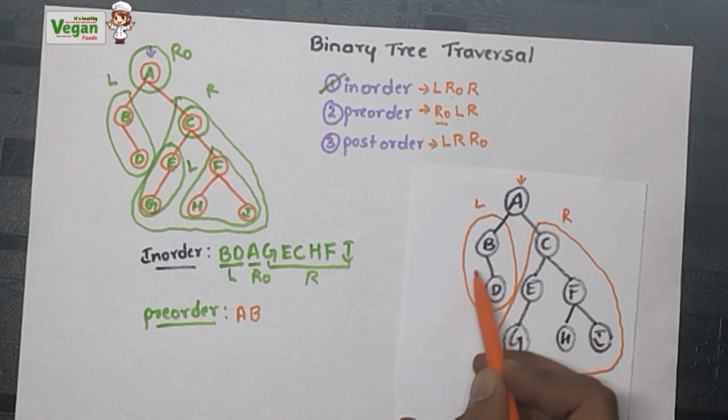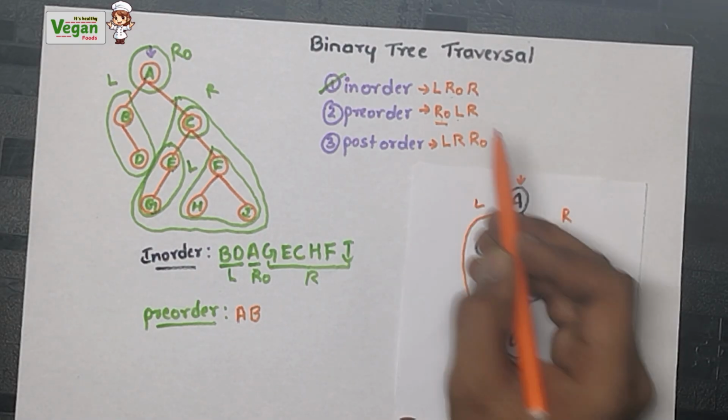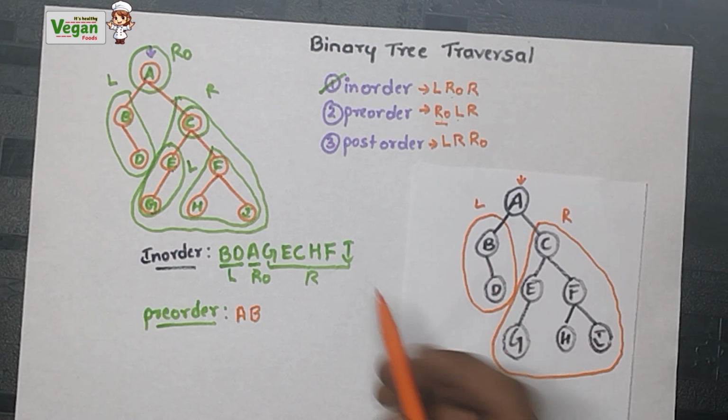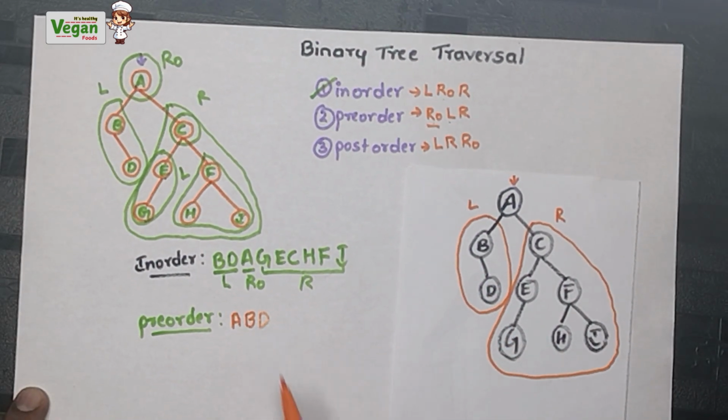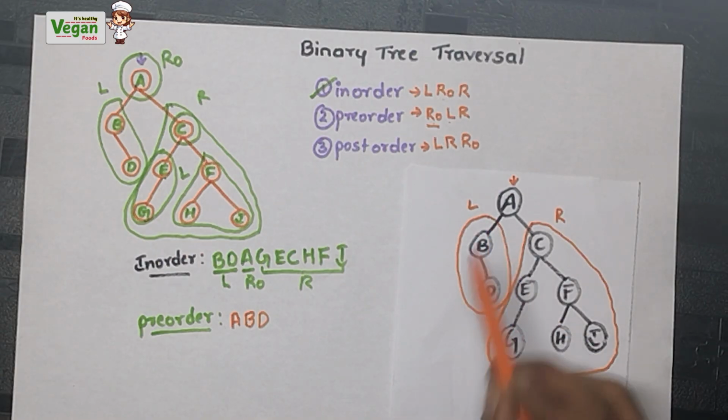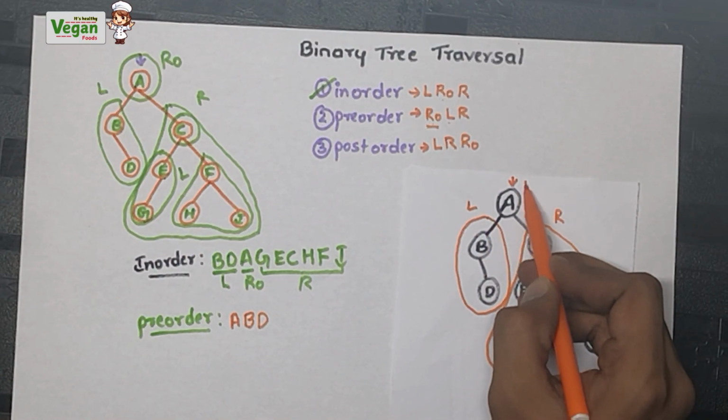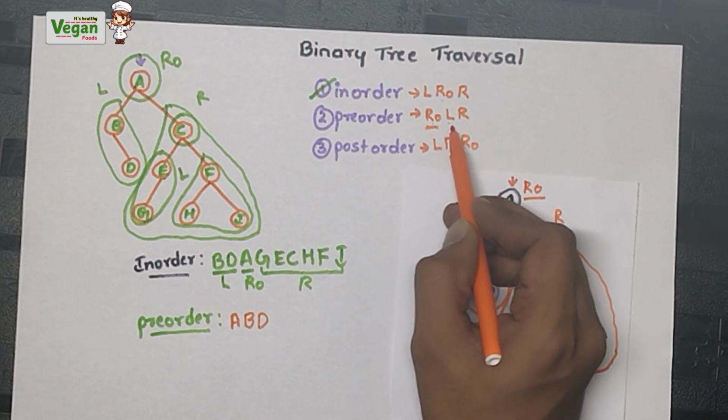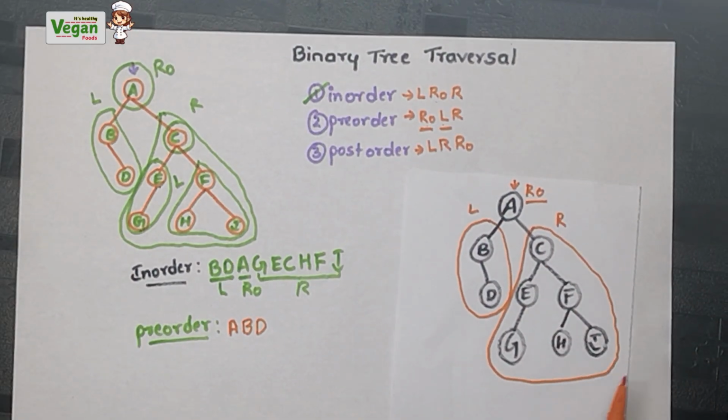There is no left for the B. So what will I write next? Right. What is the right child of B? That is D. So write D. Now the left side is over and the root is over. Only the right side is remaining.